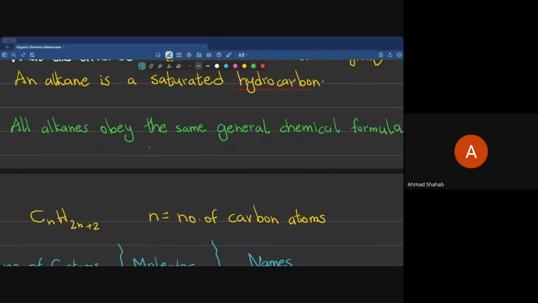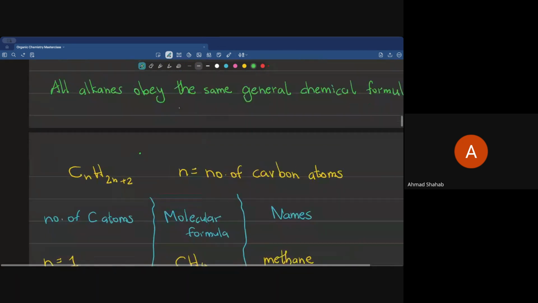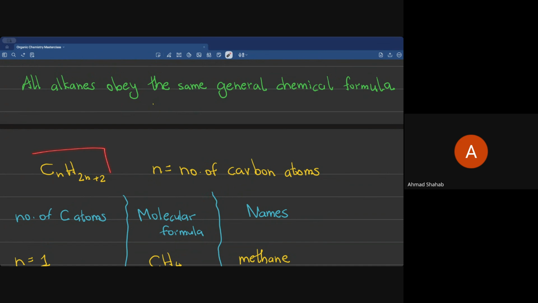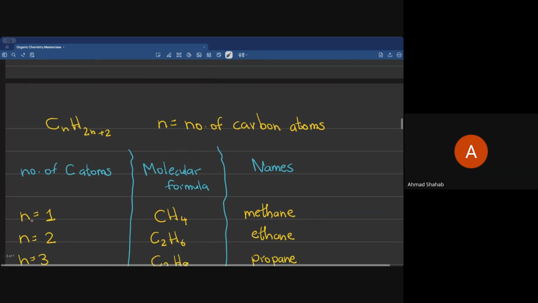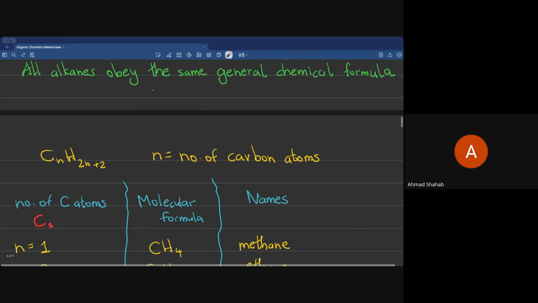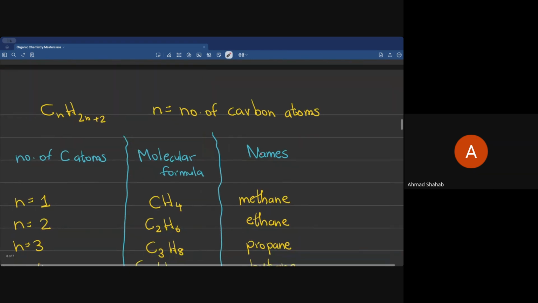The same general chemical formula. Acha ji. What is the general chemical formula? For example, this is a general formula. It says CnH2n+2, where n is the number of carbon atoms. It says कि अगर जितने भी number of carbon atoms होंगे उस alkane में, we double that and then we add 2 to it, उतने हमारे पास hydrogen atoms होंगे. For example, if n is equal to 1, then C1H(2×1+2) will be CH4, and that is exactly what the molecular formula shows for this compound.